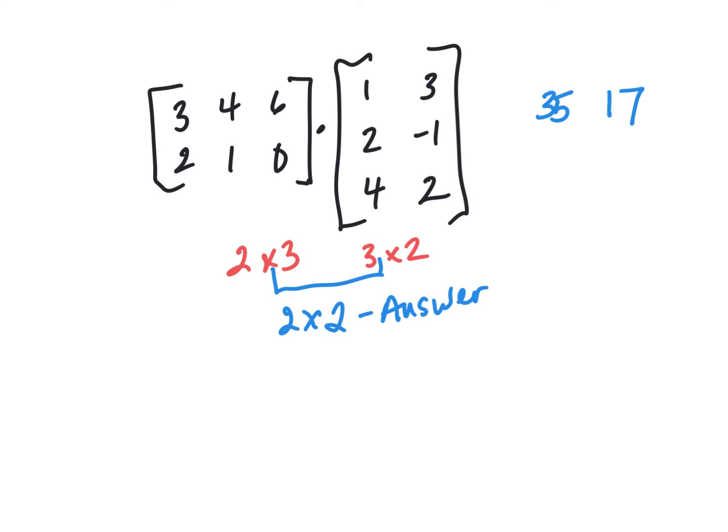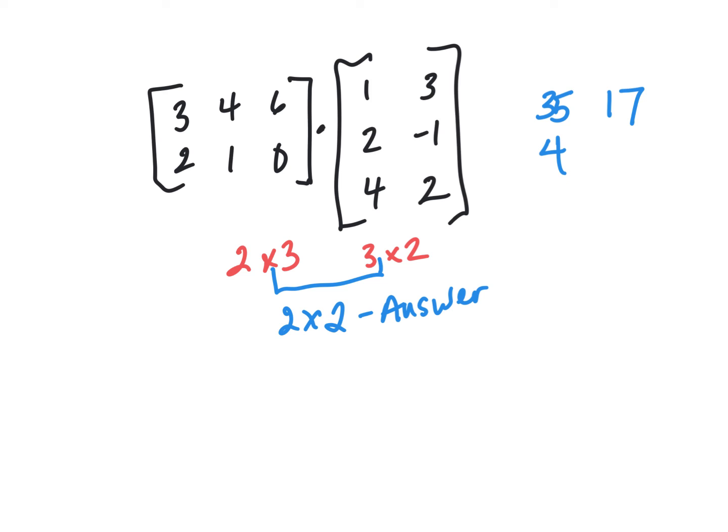Now, we've multiplied the top row by both columns. So now we're going to go to the bottom row and repeat. We're going to do 2 times 1, 1 times 2. So 2 plus 2. And then, of course, 0 times 4 is 0. So we've got 4.